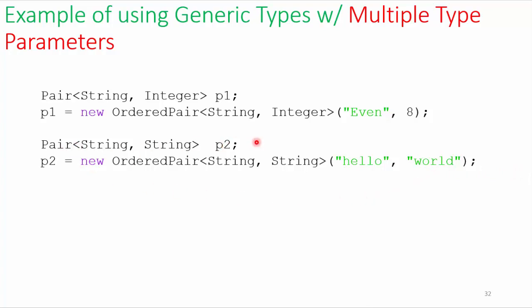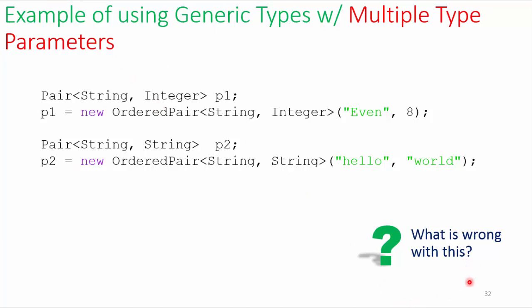And then we have similarly p2, same kind of deal, except that this is now a reference to an object of class Pair of String, String, and therefore we create a new object of class OrderedPair of String, String, and we pass two strings to the constructor. Now, there is something that I glossed over real fast on this slide. There is something that is not really working as it should.